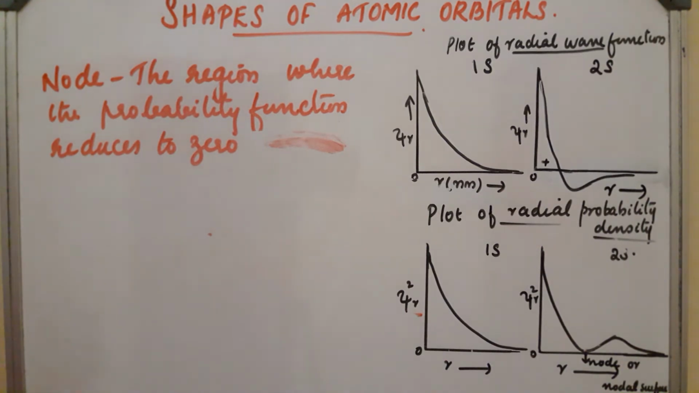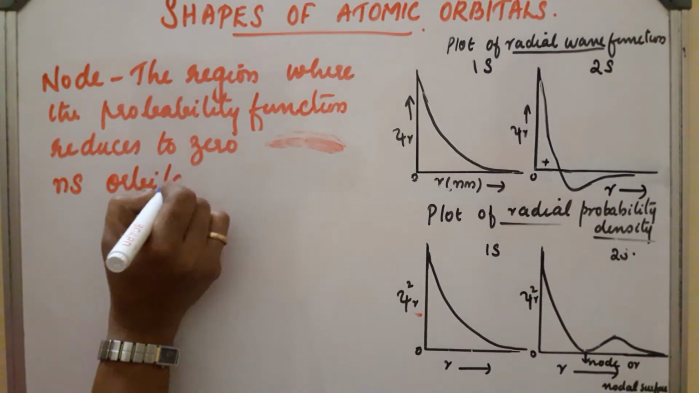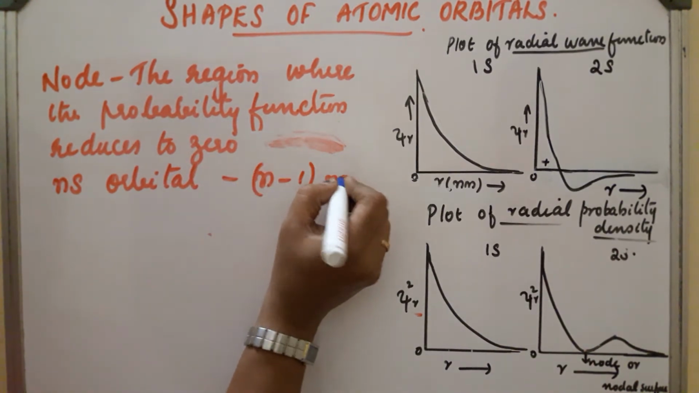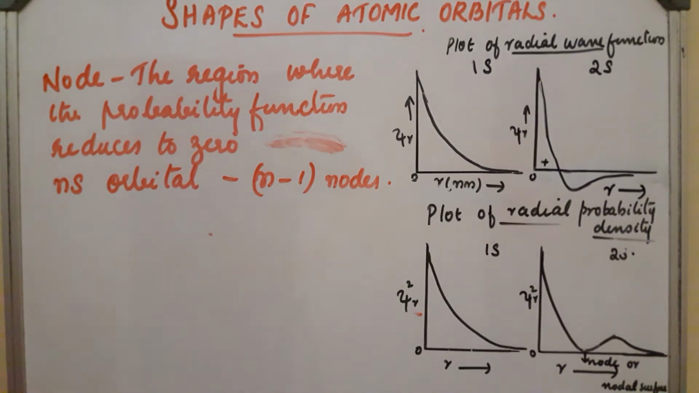So we can write like this. For ns orbital, n minus 1 nodes are present. So, how can we calculate the number of nodes? We can calculate it by n minus 1. In the case of 1s orbital, n is equal to 1, so no node. But in the case of 2s orbital, 2 minus 1, so 1 node. So depending upon n, the number of nodes changes. It can be calculated as n minus 1.